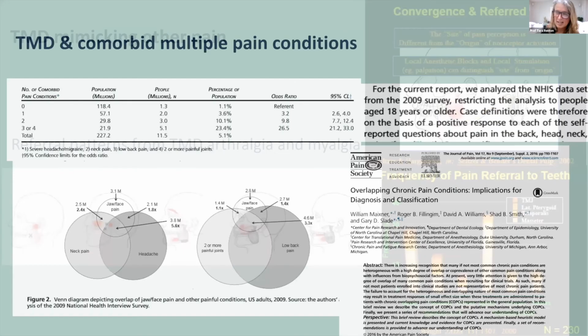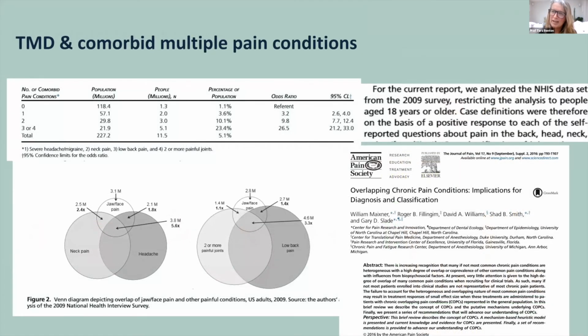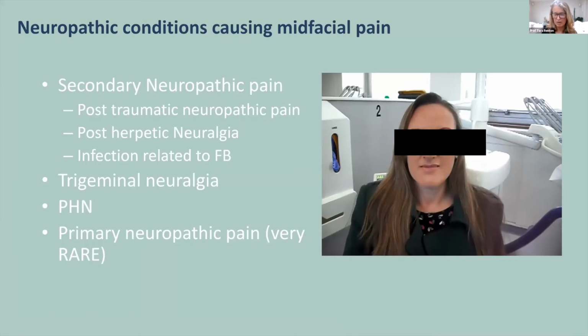Both migraine and TMD patients have high comorbid pain rates, so they have high levels of neck pain, back pain, and other reported pain. So they're probably in that group of phenotypic, genotypic patients who are going to end up with fibromyalgia and chronic widespread pain.